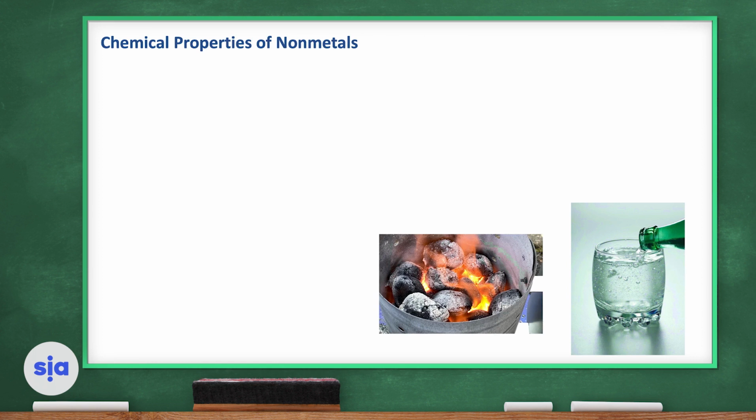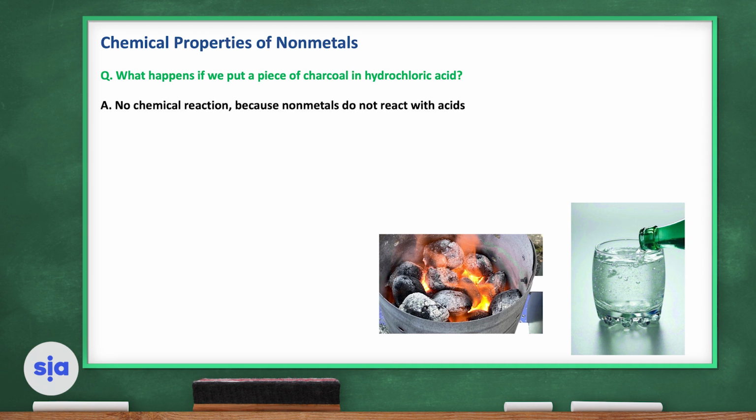As you see the chemical properties of metals, I will let you now watch the chemical properties of non-metals. What happens if we put a piece of charcoal in hydrochloric acid? No chemical reaction, because non-metals do not react with acids.